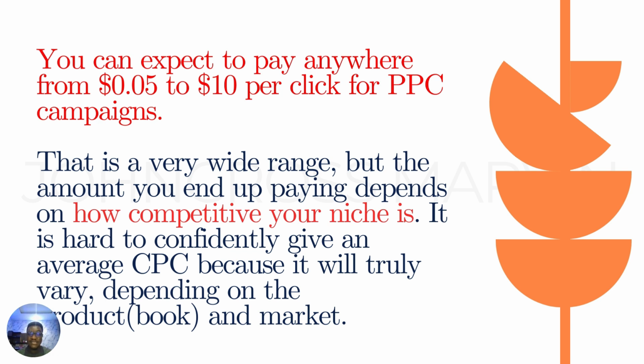It means as soon as a customer types Golo Diet Cookbook, your book is number one, because you are the highest bidder for that keyword. You understand? So that's how it works. There's a very wide range, but the amount you end up paying depends on how competitive your niche is. It is hard to confidently give an average CPC because it will truly vary depending on the product, that is the book, and the market, which is the niche that you are advertising or bidding for.